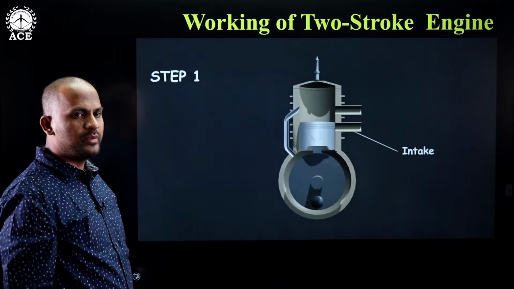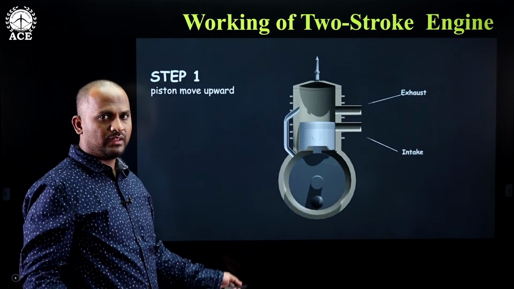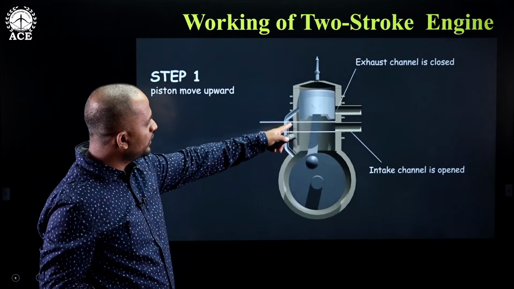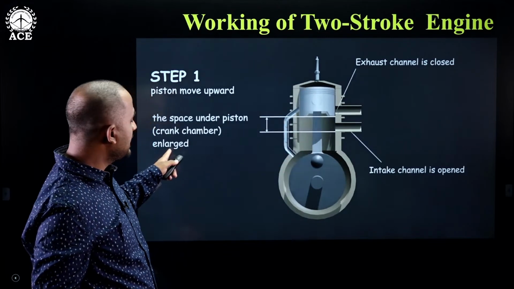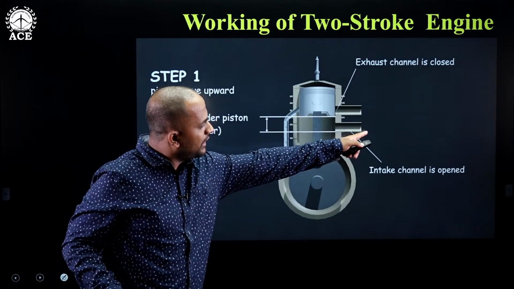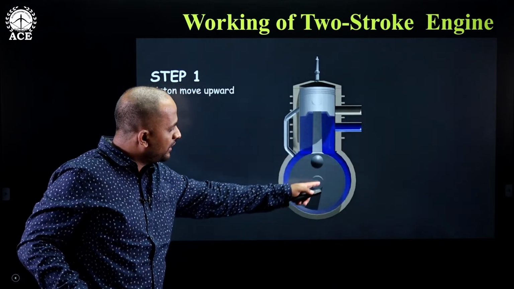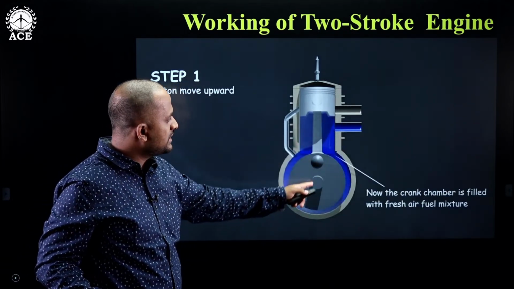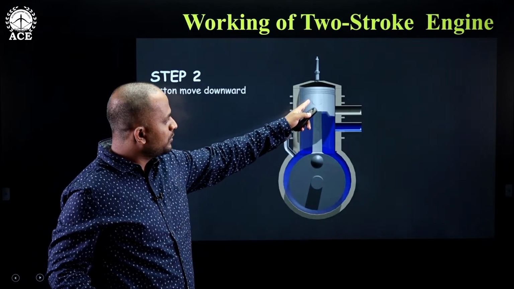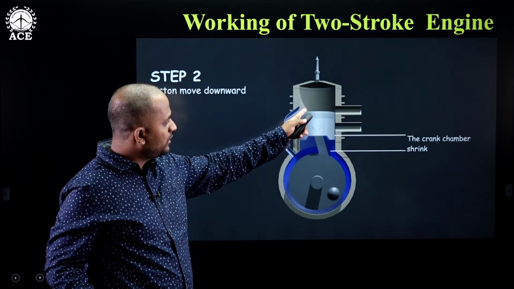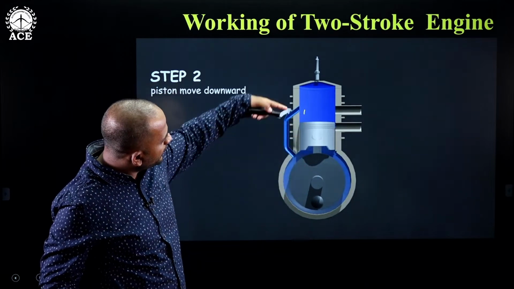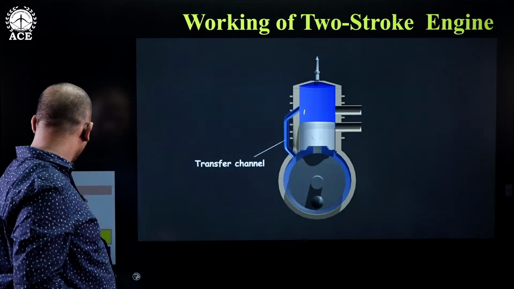Now let us see a small animation video so that we can understand the full working of the 2-stroke engine. Now in step 1, the piston is moving up so that the space under the piston is enlarged, and then the intake port is open. Through the intake port, the air plus fuel mixture will enter into the crankcase. Then in the second process, when the piston moves downwards, this air plus fuel mixture will enter the transfer port, then it will enter into the main combustion chamber.